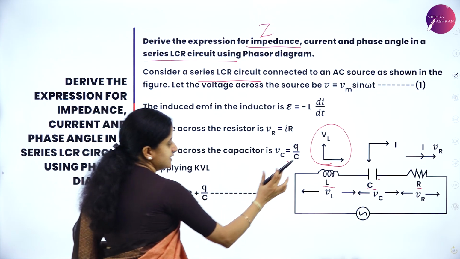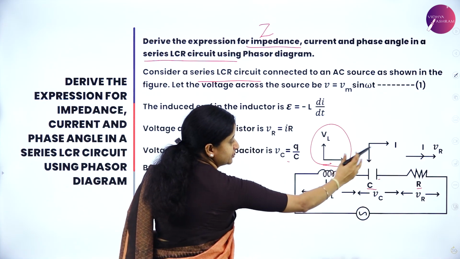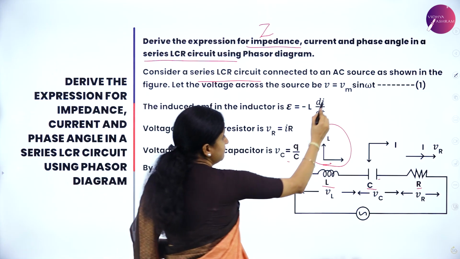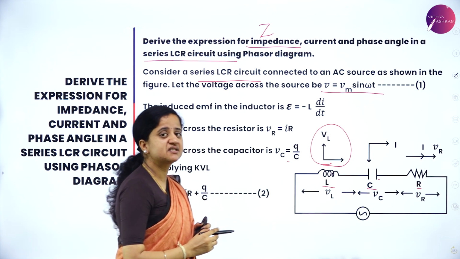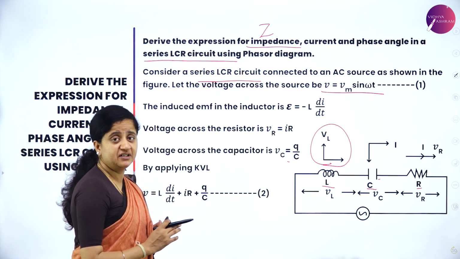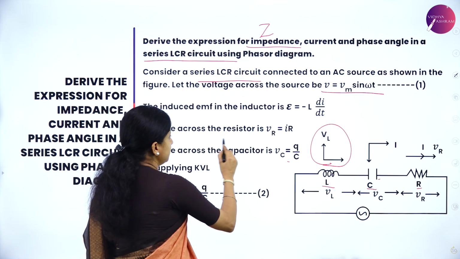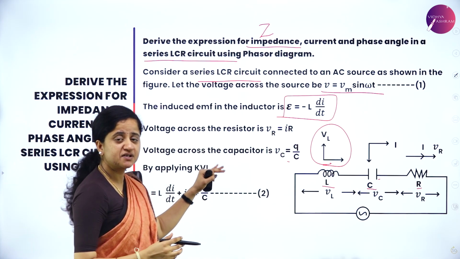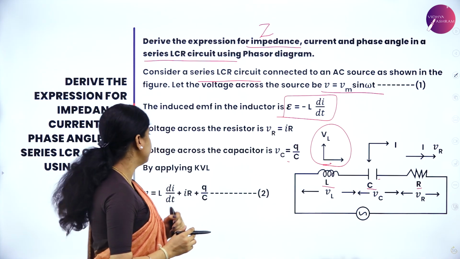As soon as an AC source is connected to the circuit, there exists an instantaneous voltage and it is given by V is equal to Vm sin omega t, which is my equation 1. And the EMF will be induced in the circuit. The induced EMF is given by E is equal to minus L into di by dt, that is an expression for self-inductance which we are already familiar with.